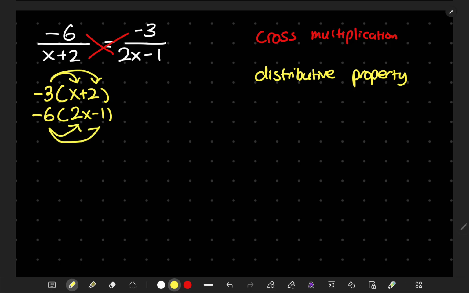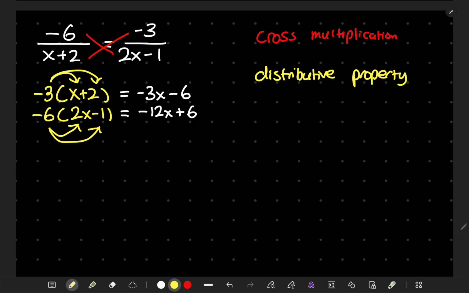Same here too. So that what I can ultimately do is say, hey, I'm going to do negative 3 times x, that's negative 3x minus 6. And then I have the next one. I have now negative 6 times 2, that's negative 12. 6 times 2 is 12, there's a negative sign. And then negative 6 times negative 1, that's positive 6. A negative times a negative is a positive. Right as I have that, remember that we have to make them equal.